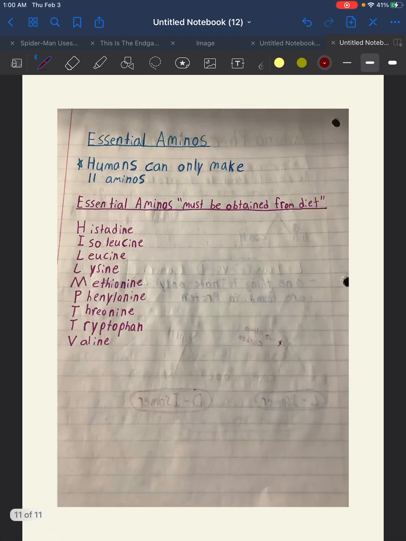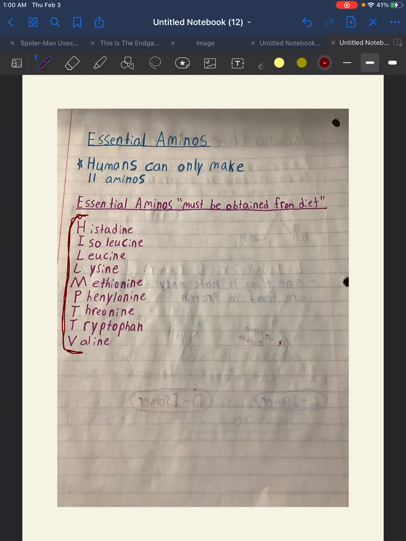And the essential amino acids you need to know are histidine, isoleucine, leucine, lysine, methionine, phenylalanine, threonine, tryptophan, and valine. And do remember, we can only make 11 amino acids. The other ones, which I just labeled, we cannot make. We have to get these through our diet. So these are very important. Make sure you eat your greens and your veggies.